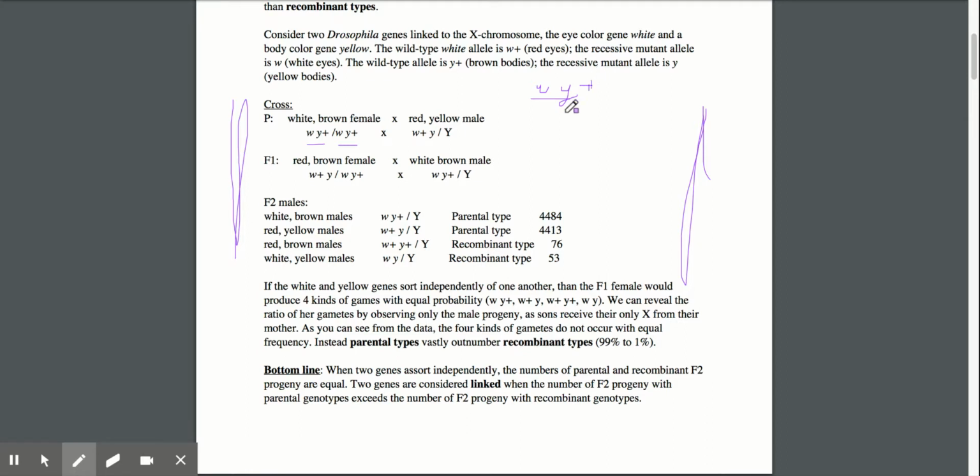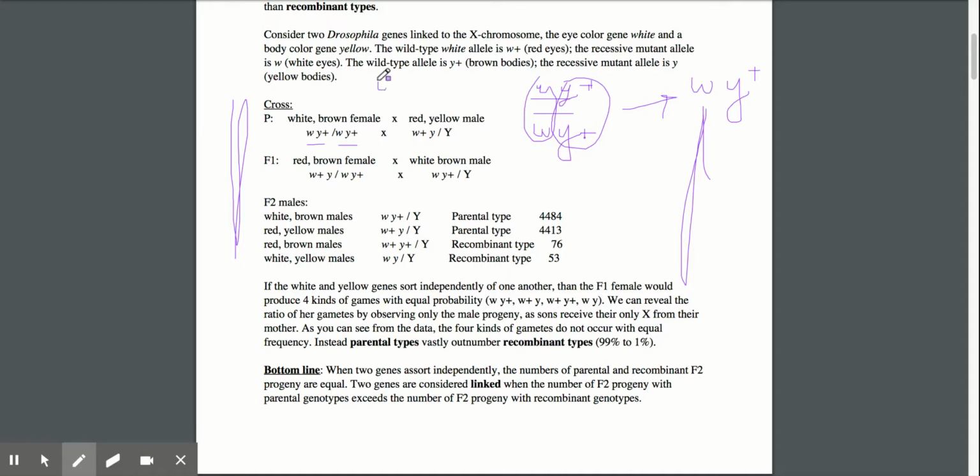Think of there being 2 chromosomes, and we have the w locus and the y locus, the yellow body and the white eye, and they're next to each other. So this parental is homozygous. So to the F1s, she would have to give in her gametes a chromosome with a little w and a y plus on it. That's all she has to give.